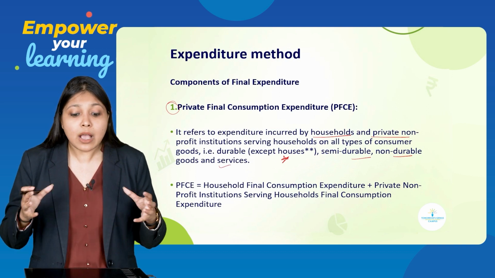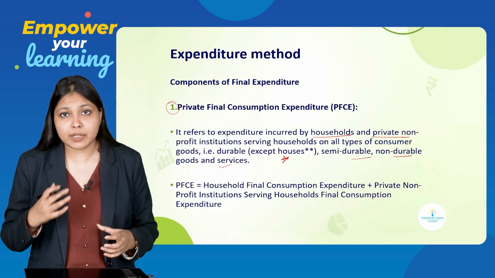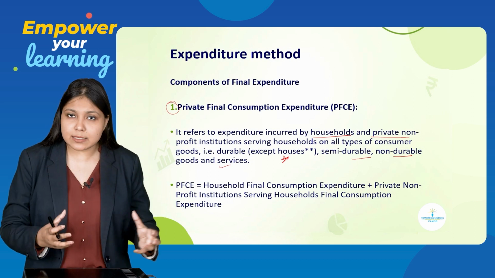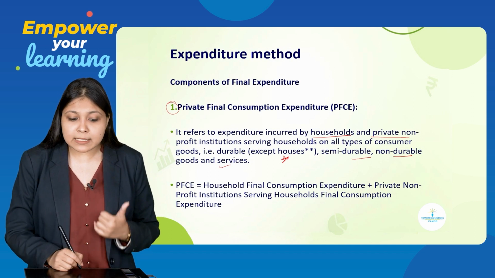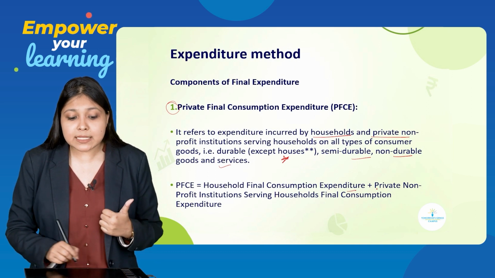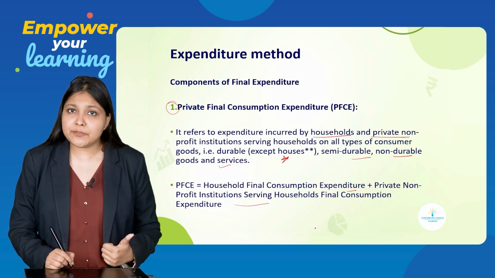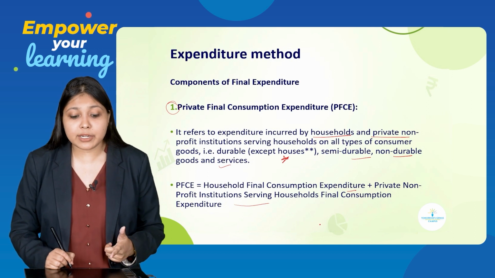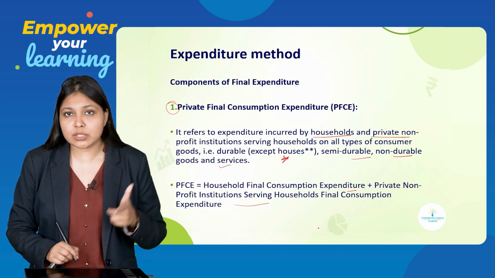So PFCE basically includes all the expenses done by households as well as private non-profit institutions on different kinds of goods, be it a consumer good, a durable good, a semi-durable good or a non-durable good. So what is the formula of PFCE? Household final consumption expenditure plus private non-profit institutions serving households final consumption expenditure. If PFCE is directly given to us in the question, no problem. If it is not, then the formula is household final consumption expenditure plus private non-profit institutions serving households final consumption expenditure.